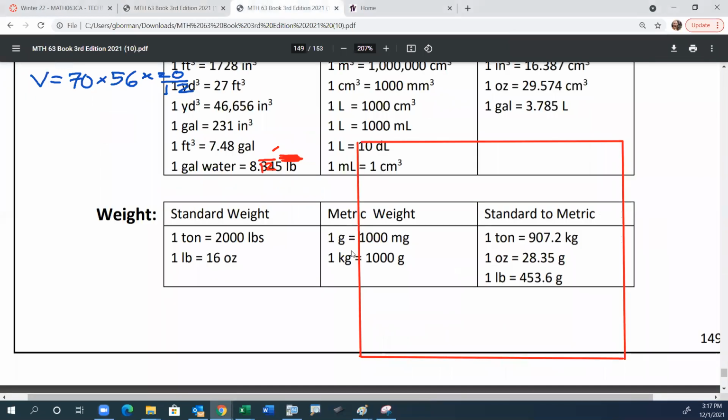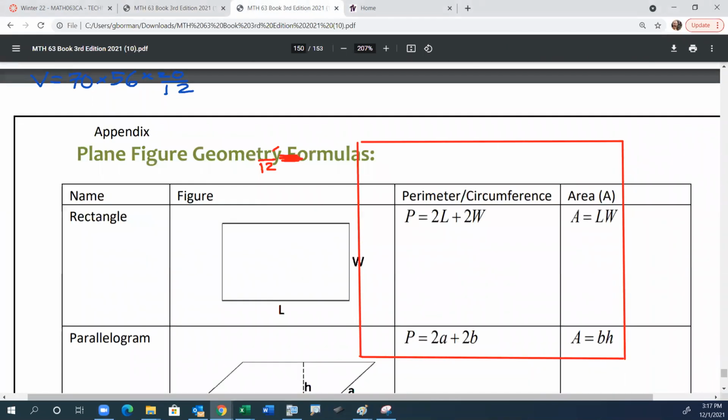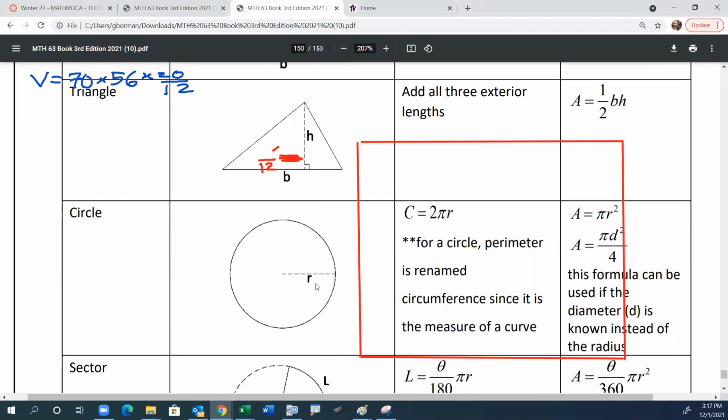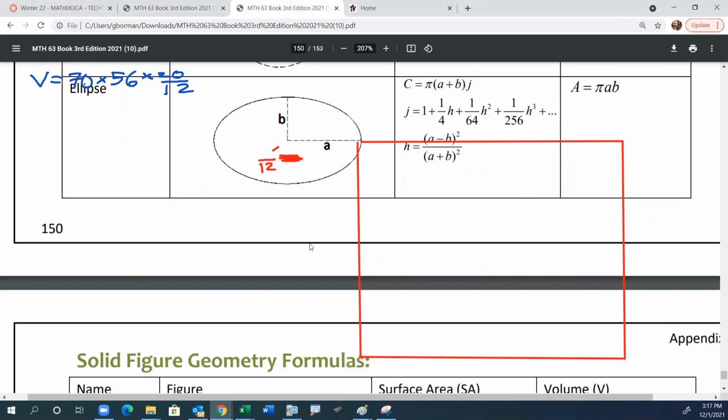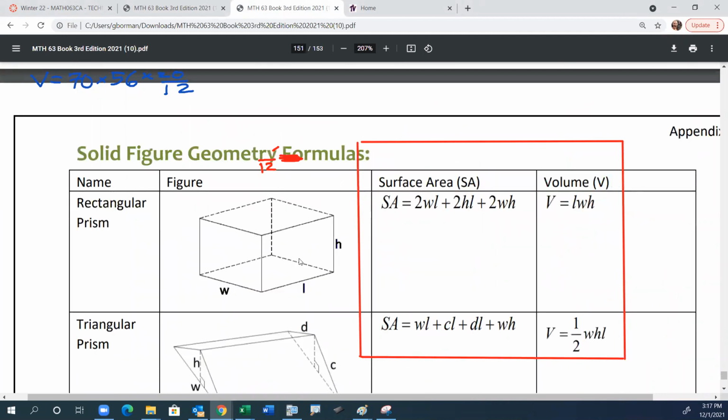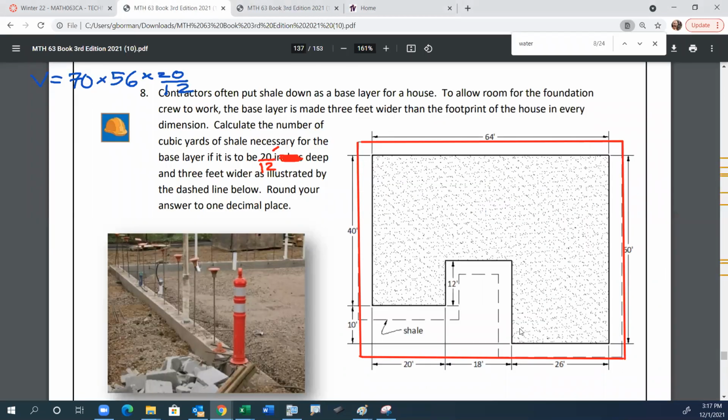is, let's see, where do we get it? Let's go to the three-dimensional ones. It's a rectangular prism, because that's really what it is, just one big block of shale that we're doing 20/12 feet deep, 20 inches deep. Okay, so that's the formula that I'm using. That's the only one I'm using in this problem. Okay, so we got that.